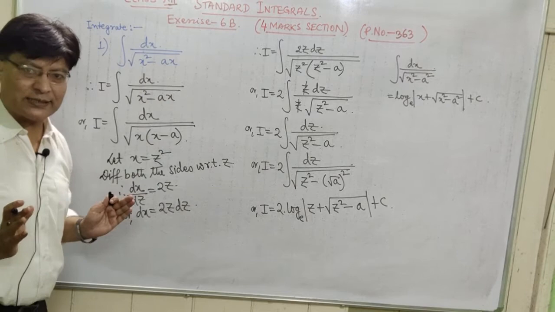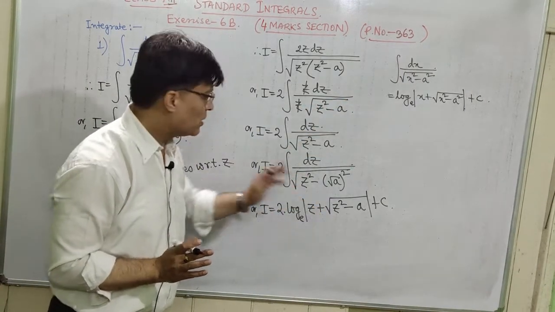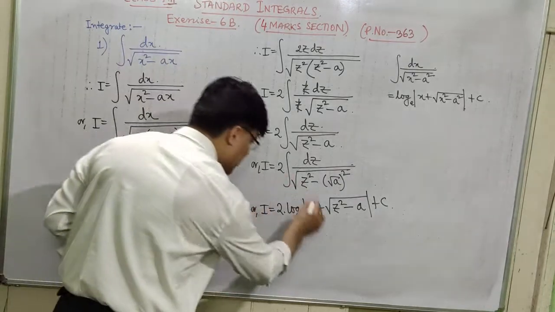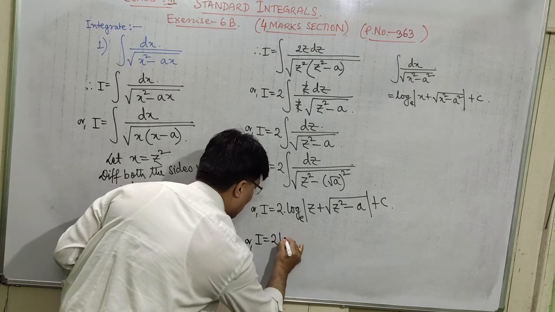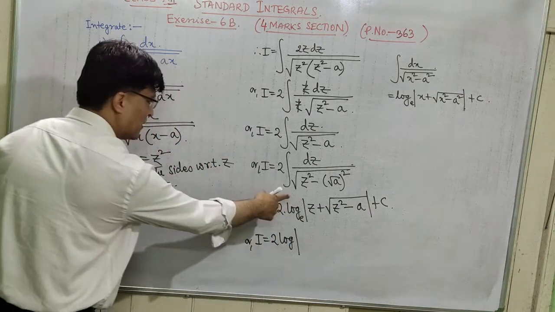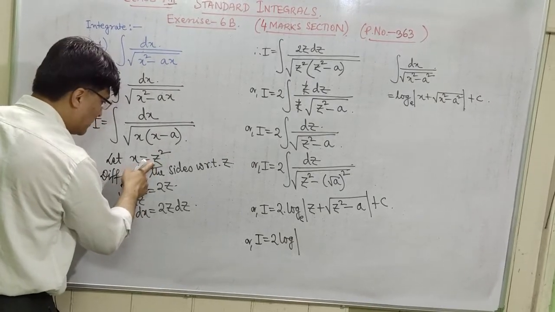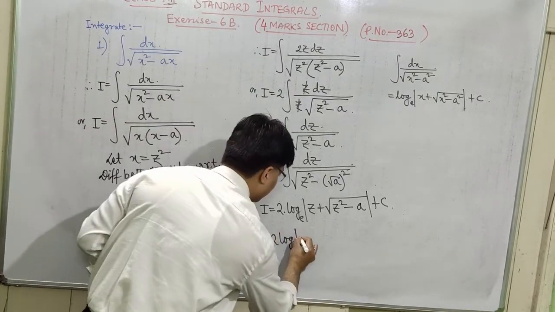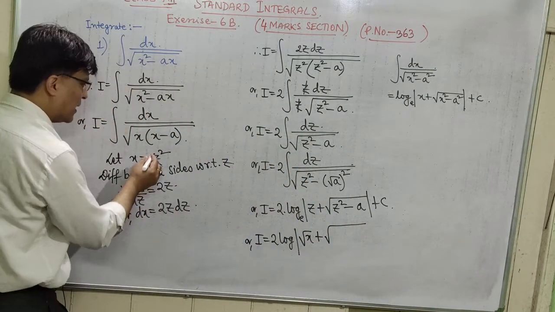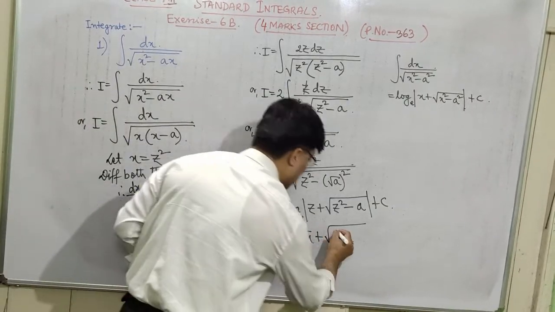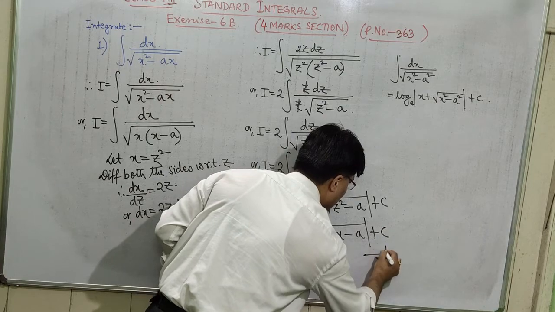So I think you have understood it. Okay, so we have used the formula. This standard integral is used out here. So now let us put the value for z and z square. Okay, so I is equal to 2 log within mod. What is the value for z? Since here x is equal to z square, what is the value for z? Root x. It is root over x plus root over what is z square again? Here z square is x. So this is your x minus a mod sign closed plus c.